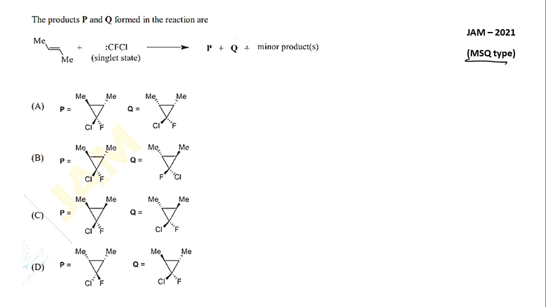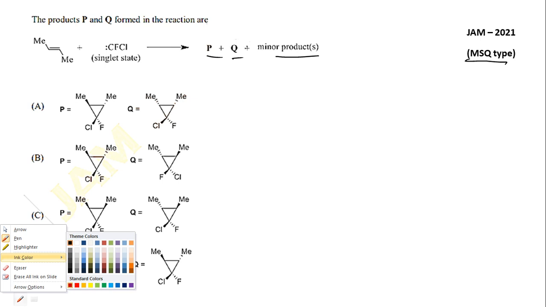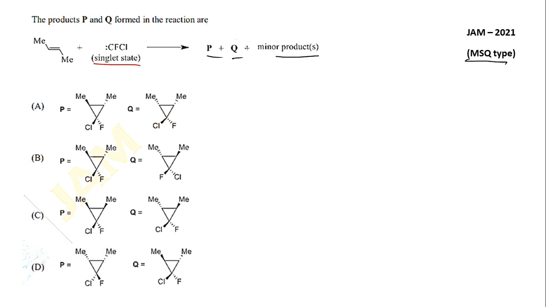Now this is an MSQ type of question, which means more than one option may be correct. This type of question we get in JAM. There are products P and Q, and also some minor products, but we just have to focus on P and Q. Here the carbene that is given is already mentioned to be singlet. When it is in the singlet state and you have trans configuration for this alkene, from trans you will get trans, and from cis you will get cis. So it is stereospecific, right? You will never get a mixture of trans and cis from trans, or from cis. So it is always trans if the starting material is trans.